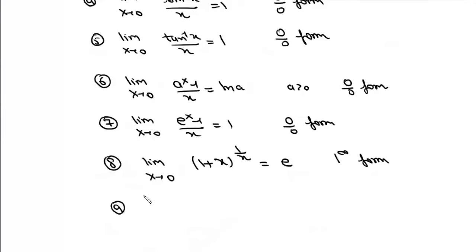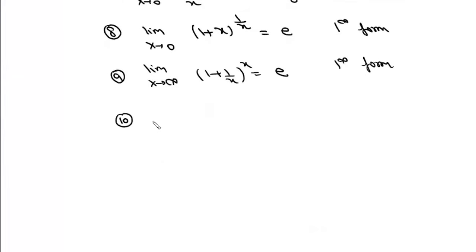And ninth one we have is this limit: x tends to infinite, 1 plus 1 by x to the power x. This is also e when it is 1 to the power infinite form.